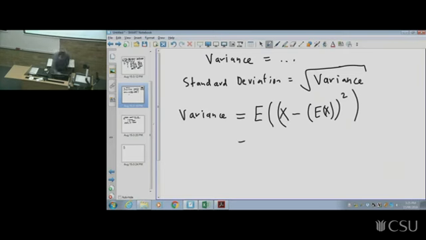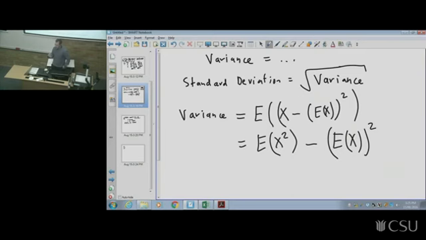Well, let's do the calculation formula. How you actually calculate it in practice is you work out E(X squared), like I just showed you a second ago, and then you subtract off the average all squared. That's how you work it out in practice. So the first one is the meaningful formula. It tells you what it's really trying to do. The second one tells you how to calculate it.